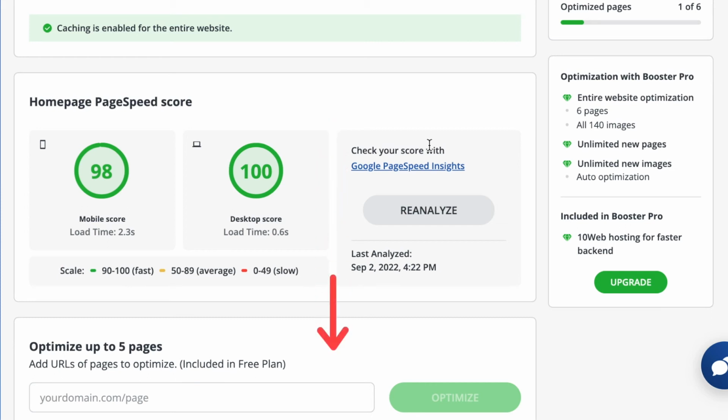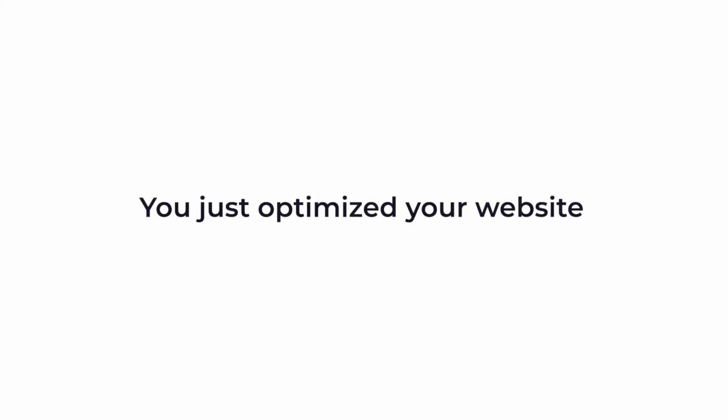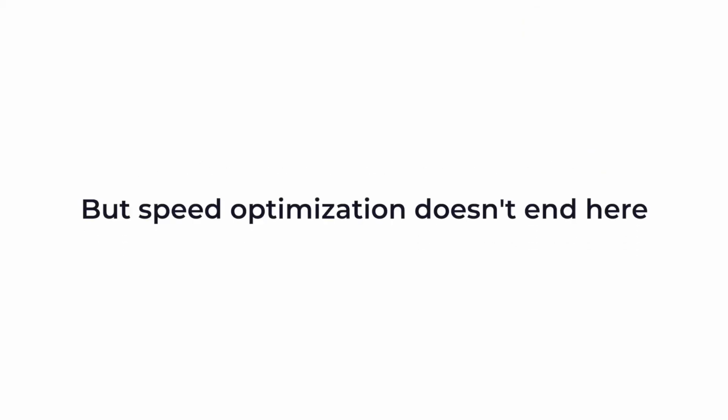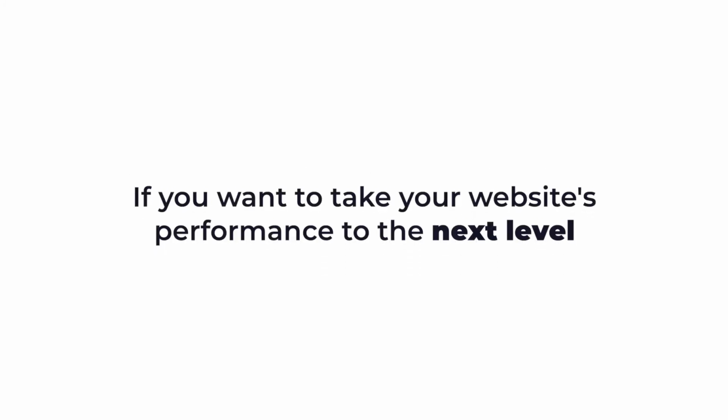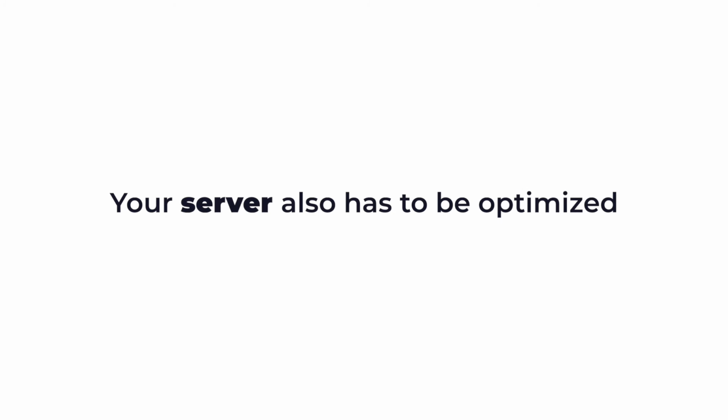To optimize another page, just type the page URL here and repeat this process for the 5 most important pages on your website. All right, you just optimized your website. But speed optimization doesn't end here. If you want to take your website's performance to the next level, your server also has to be optimized.